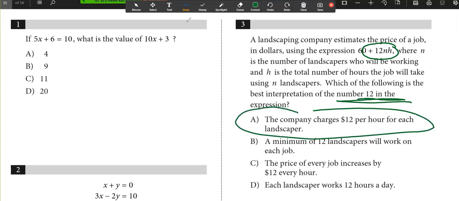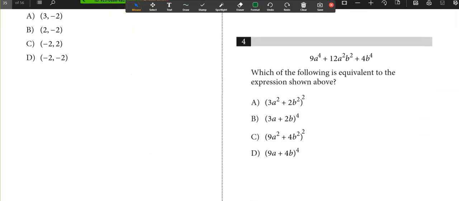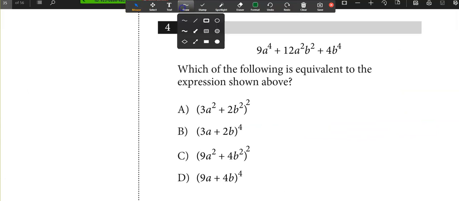You are correct. $12 per hour for each landscaper. So since N is the number of landscapers and H is the total number of hours they worked, we have to be able to figure out how much money we had to pay all of the landscapers. So we needed to know how much money they each made. So good.